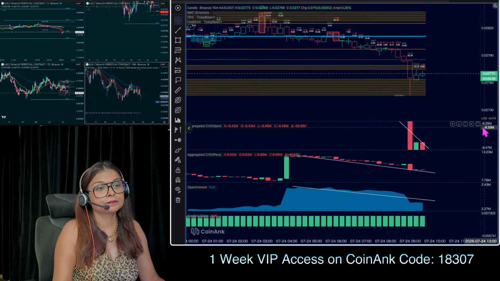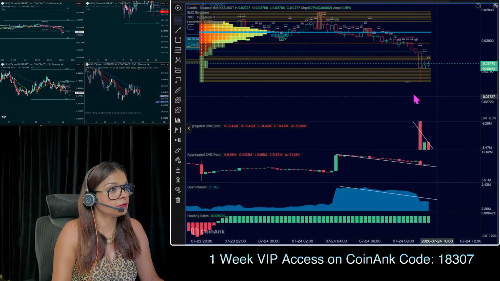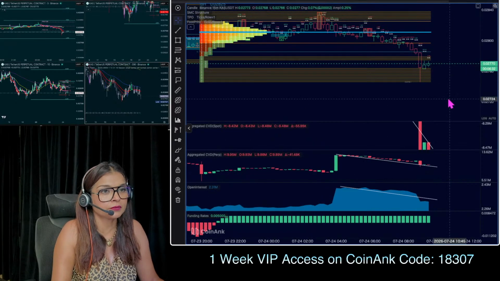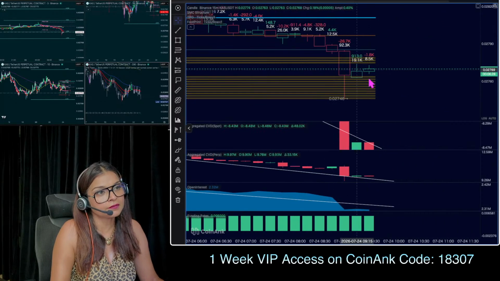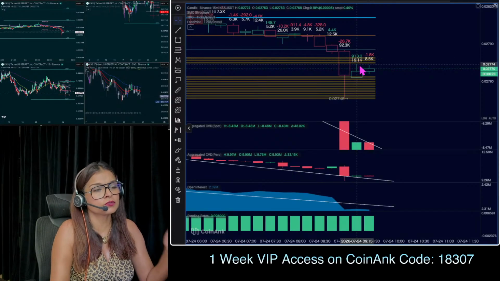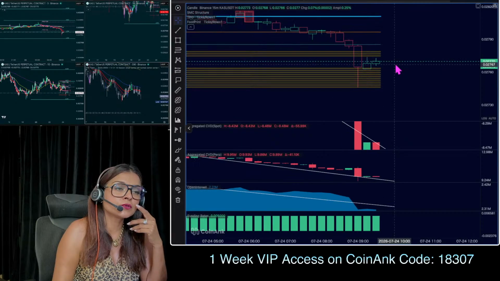I hope this acts as support. I don't know. Here we see a lot of negative delta. Here we had some positive. Huge volume. No, this is not huge volume. Let's see if it's going to go back up.